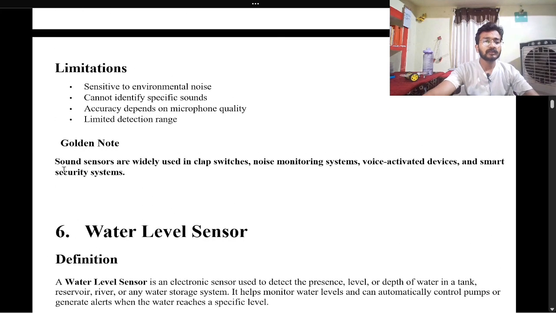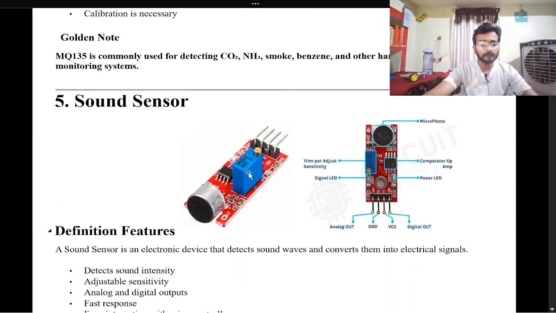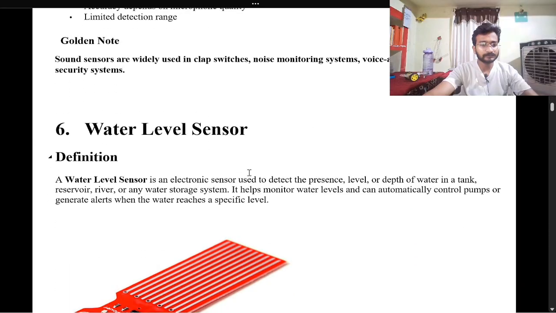And this is the golden node. Sound sensors are widely used in clap switches, noise monitoring systems, voice activated devices, and smart security systems. I have already used a sound sensor in my previous project. You can definitely check the video available on my channel.